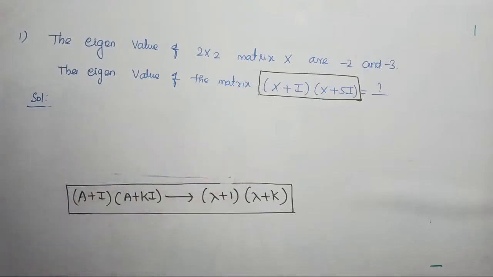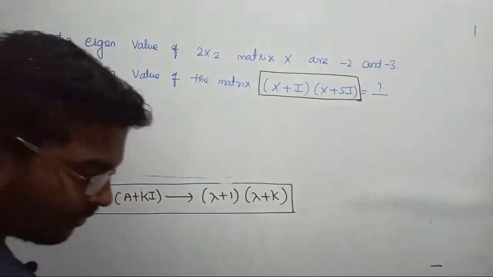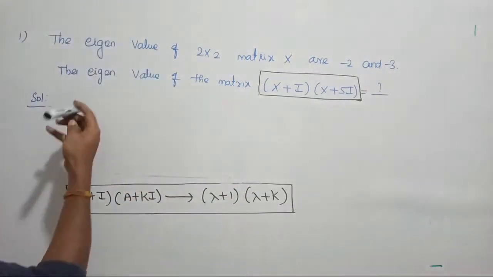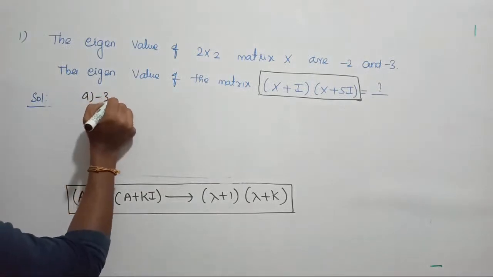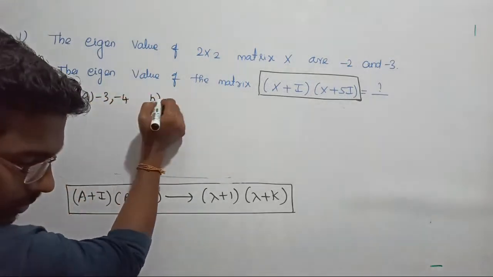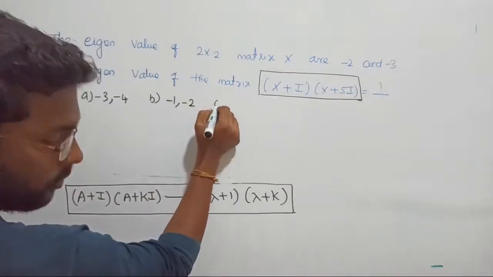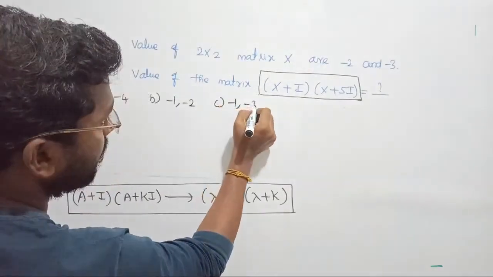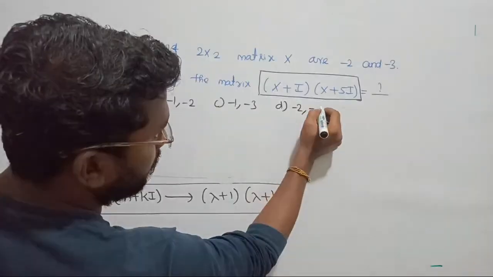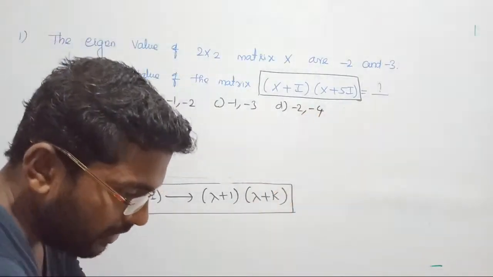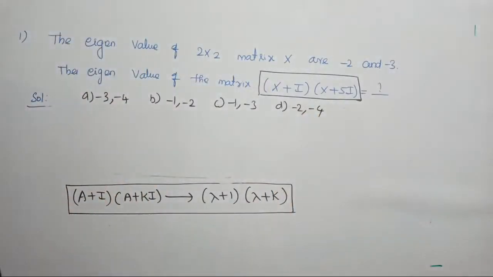First, I will give the options, because after that the wrong options will come up. Option A they said -3, -4. Option B they said -1, -2. Option C -1, -3. Option D -2, -4. Shall we check? Yes, I think all are correct. Everything looks right, let's check and see.